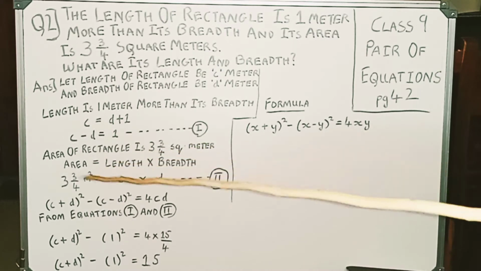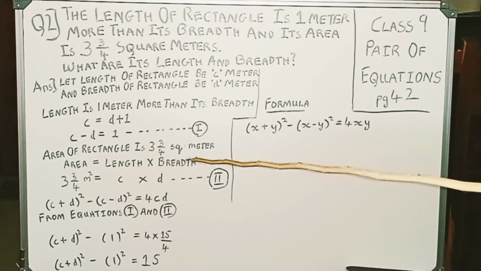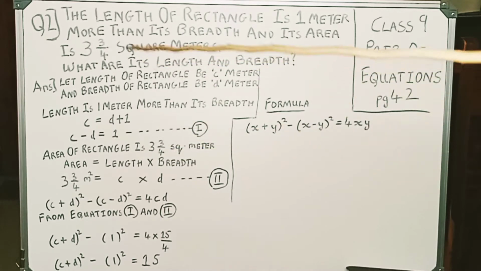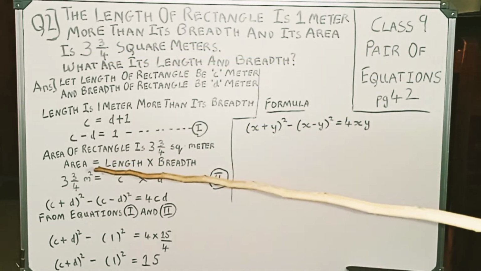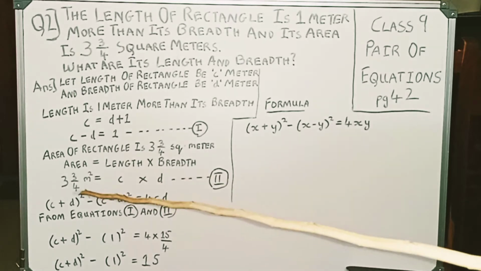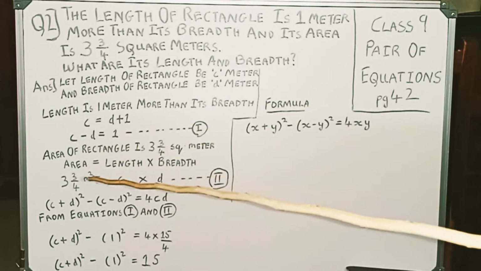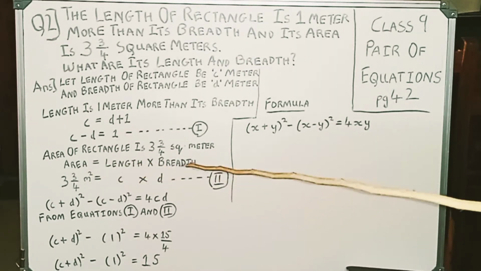Then the area of the rectangle is 3/4 square meter, which is given in the question itself. Area is equal to length into breadth, as we had seen previously. You need to substitute here: length is c, into breadth d.